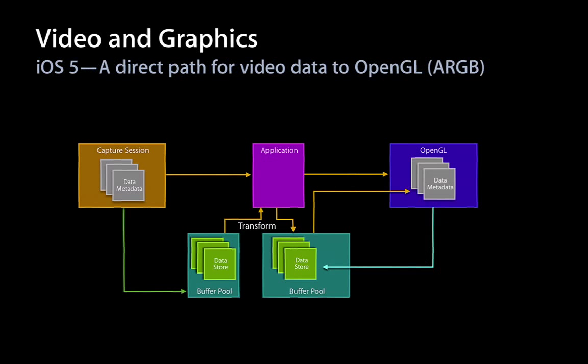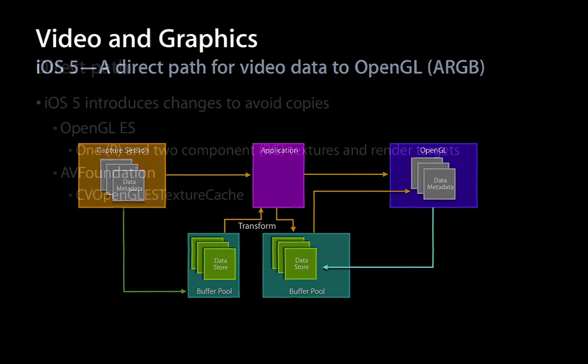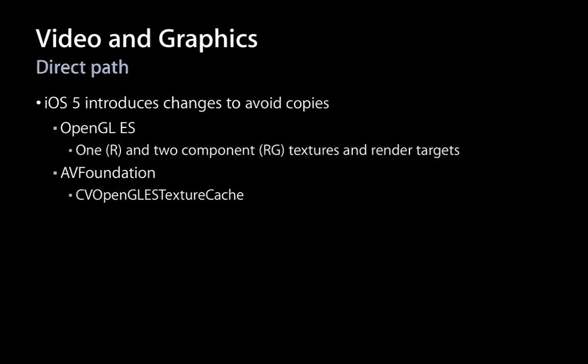So on iOS 5, we're eliminating the second memcopy. If it is YUV data, you can get each one of the textures without any copies. And if it's ARGB transformed data, you can still get the ARGB into the OpenGL without any copies as well. So that improves your performance. It makes the CPU available to do something else, something interesting. And the way we did it was, we did 2 changes.